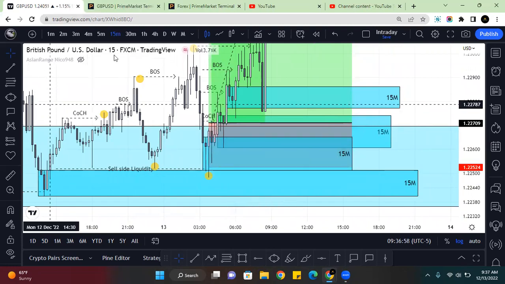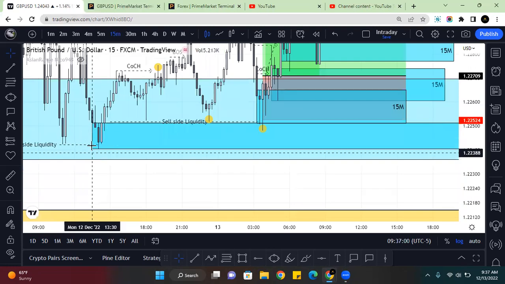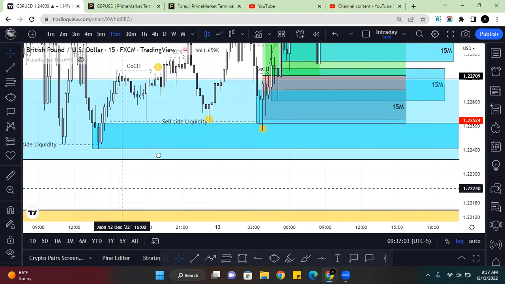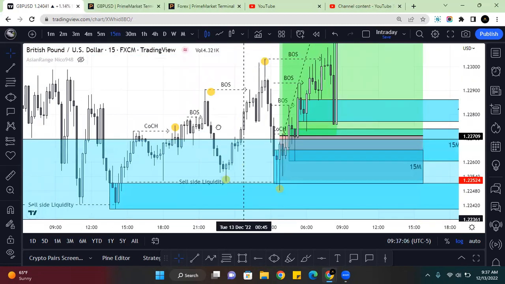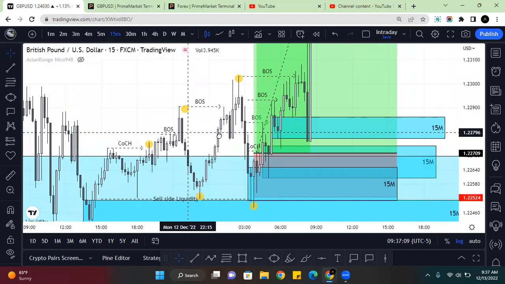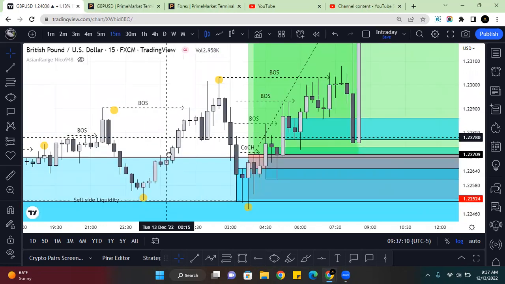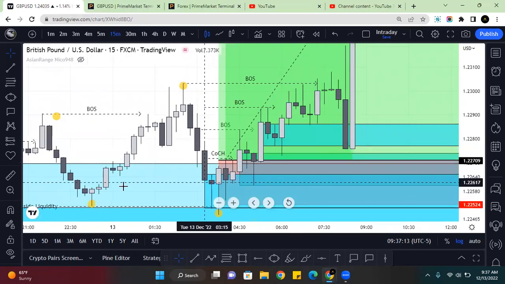Now I wanted to see if they were going to violate this, because if they did violate this demand or bullish order block, I knew they were going to come down into this, and I would have had to wait for more confirmations for the trade, right? Zooming in real quick to the area that we're at now, right? Because we've already explained the rest of this area.